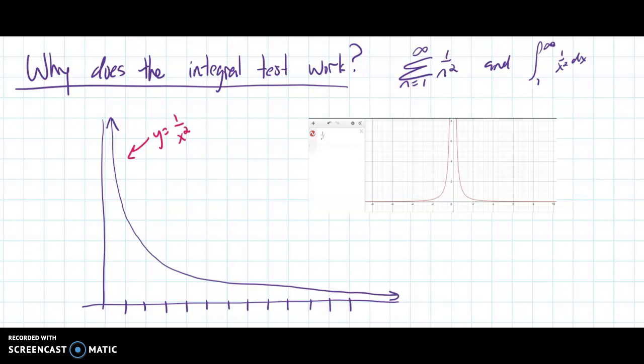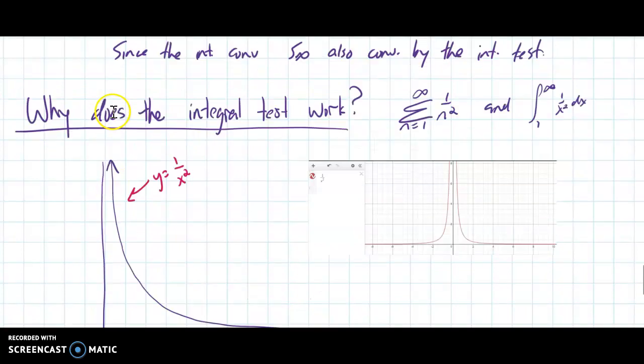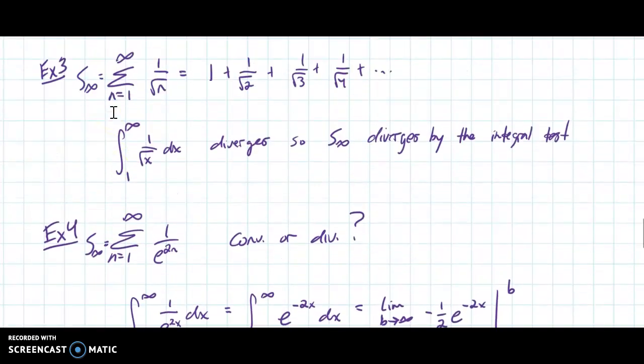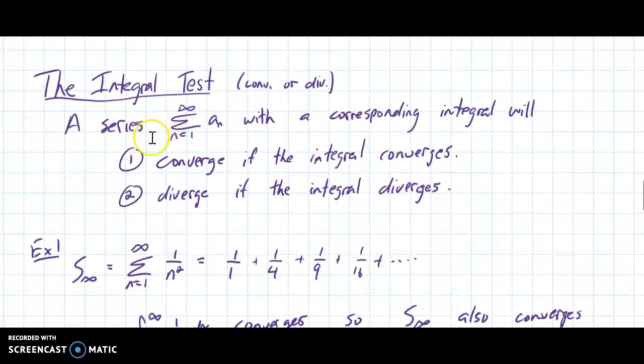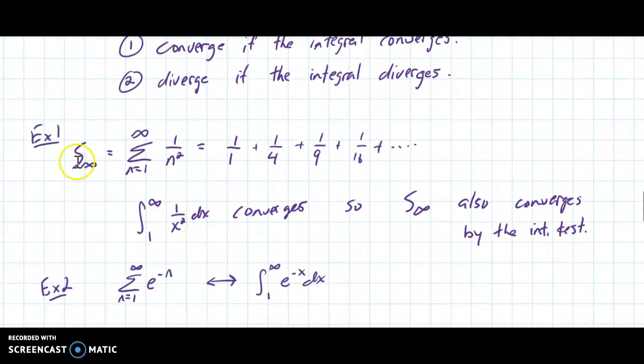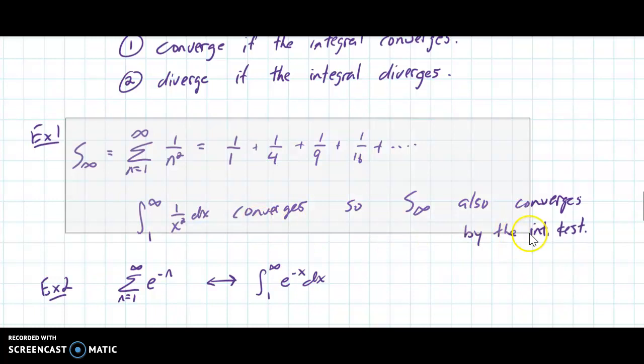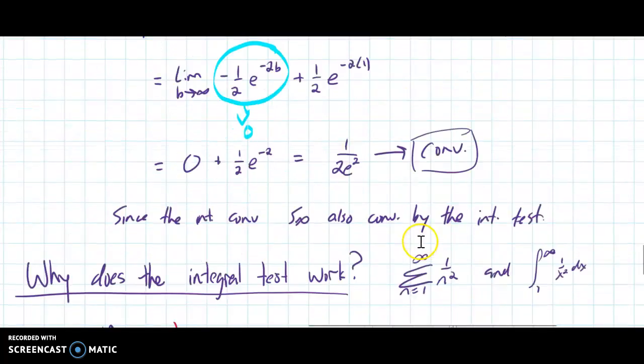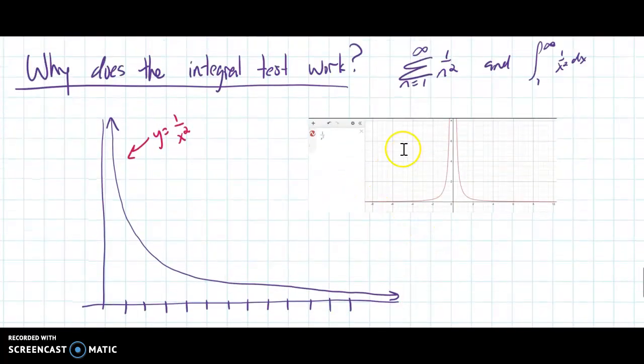I realized in the last video I didn't talk about why the integral test works. So I'm going to use 1 over n squared to demonstrate why the integral test works. And as a reminder, what the integral test says is that if the corresponding integral converges, then the series converges. So we did 1 over n squared up here as an example. So let's just jump into this here.